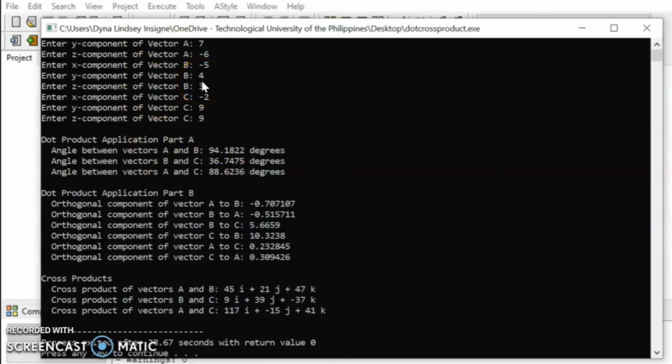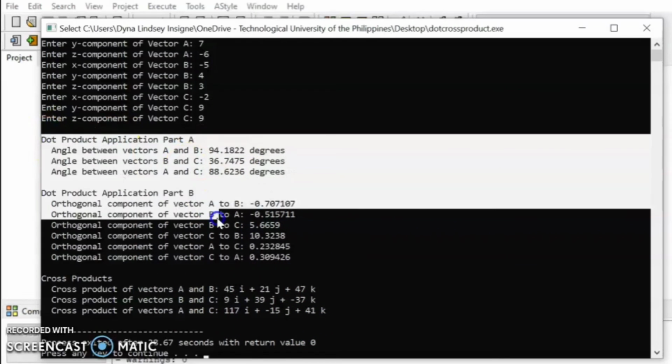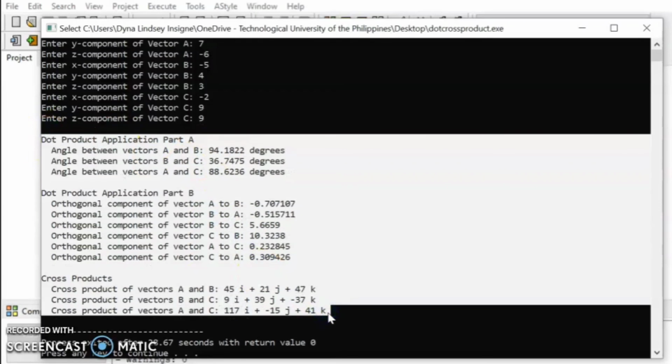Then the program will automatically solve the dot product, application part A which is the angle between vectors, application part B which is the orthogonal component of the vectors, and lastly the cross product. So these are the answers for our third laboratory.